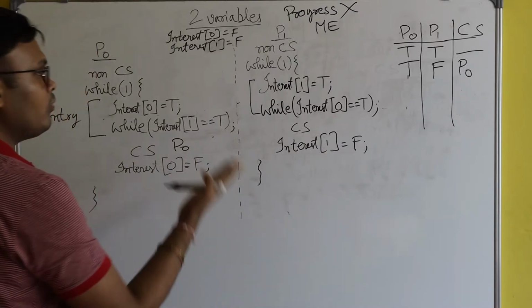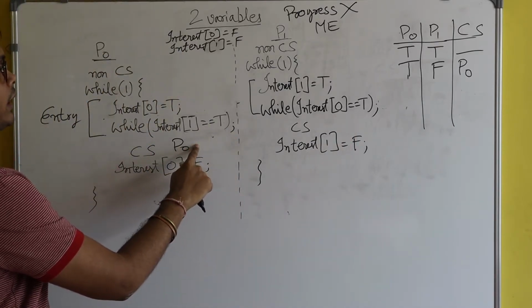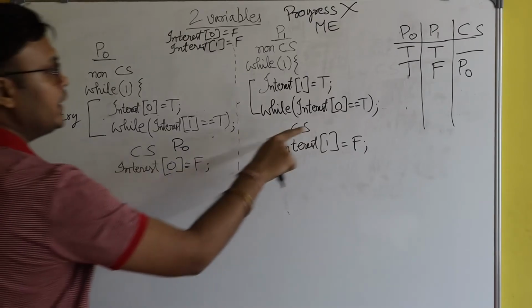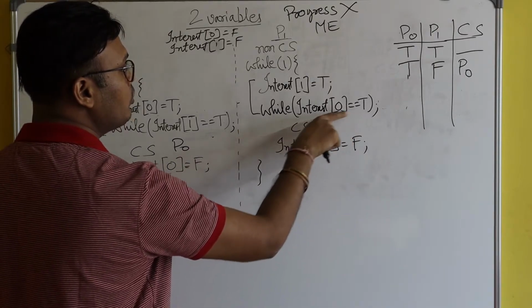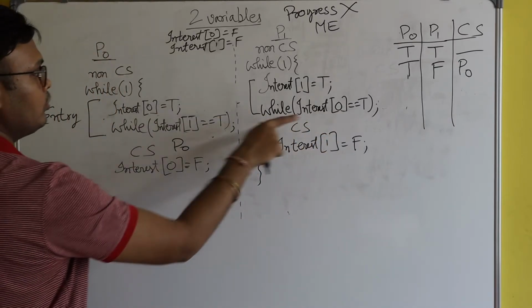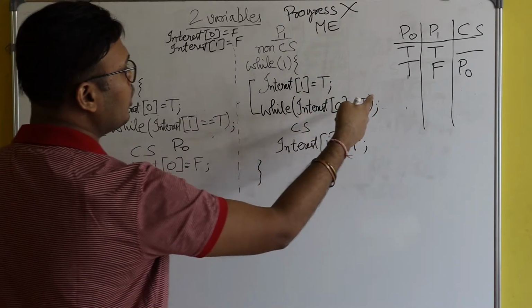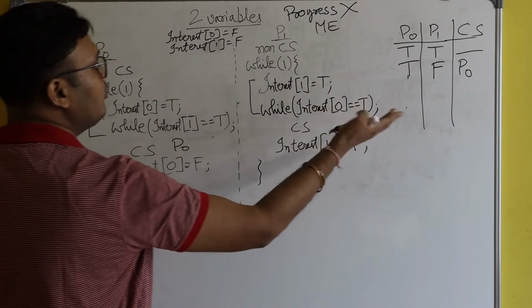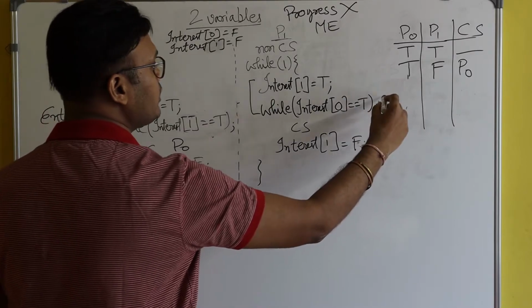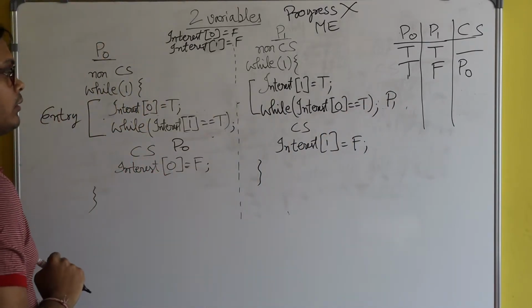Obviously P0 was interested. That's why P0 got the entry inside the critical section. So since this condition is true, the while loop will not be broken. Since the while loop will not be broken, P1 is stuck in the while loop. P1 could not enter inside the critical section.